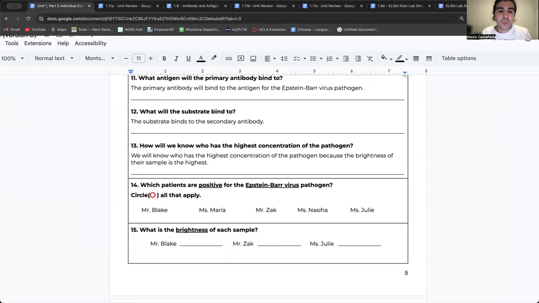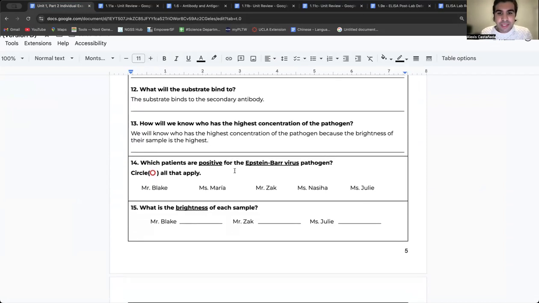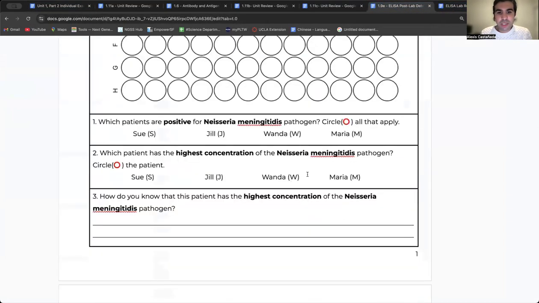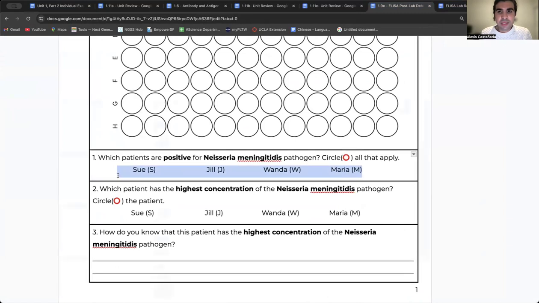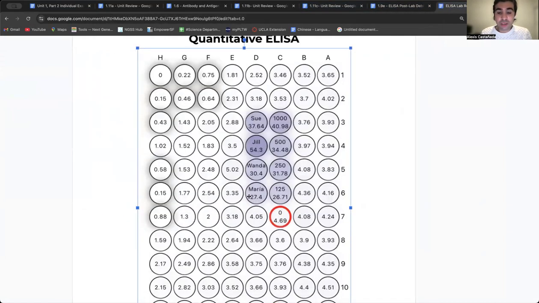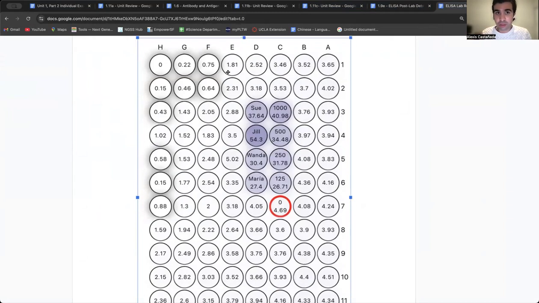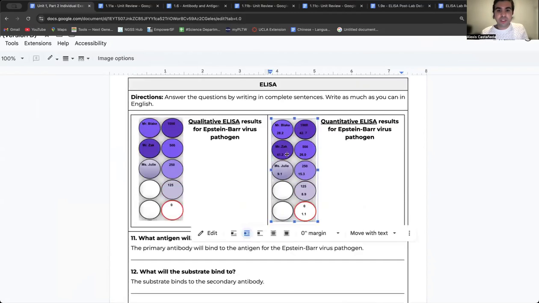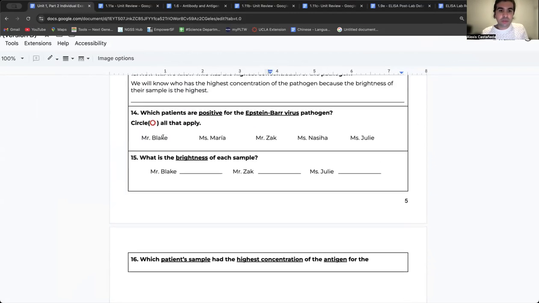Okay. Which patients are positive for the Epstein-Barr pathogen? Let's look back here. Remember, we were looking at which patients were positive for Neisseria meningitidis, and we decided that all four people, Sue, Jill, Wanda, and Maria, had the pathogen because all four of their samples had brightness. So in this case, we have Mr. Blake, Mr. Zach, and Miss Julie. I'm going to circle Mr. Blake, Mr. Zach, and Miss Julie.